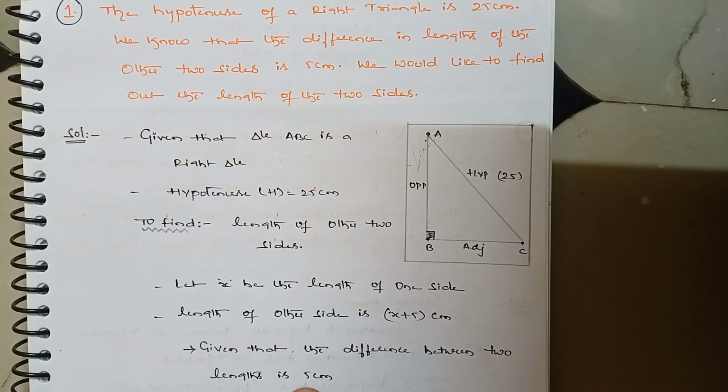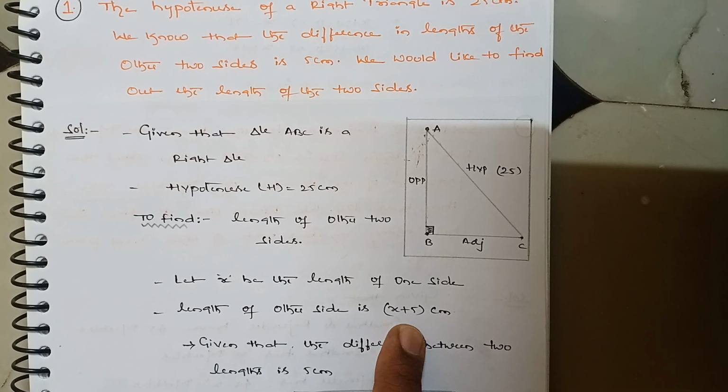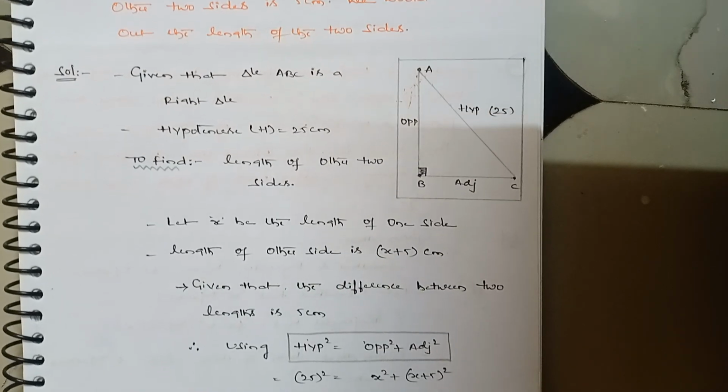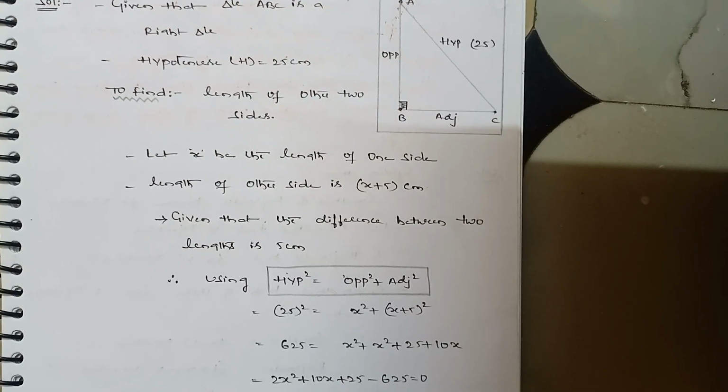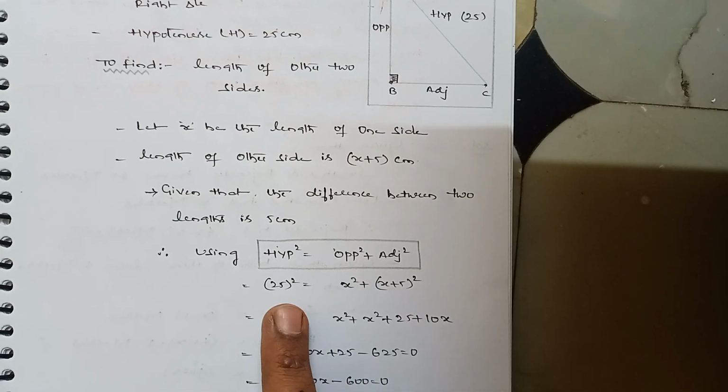Now, given that the difference between the two lengths is 5 centimeters, if you take x plus 5 minus x, we get 5 only. So for your understanding I wrote this step. This is given in the question itself. Now simplify using hypotenuse square is equal to opposite square plus adjacent square. Hypotenuse square is 25 square.